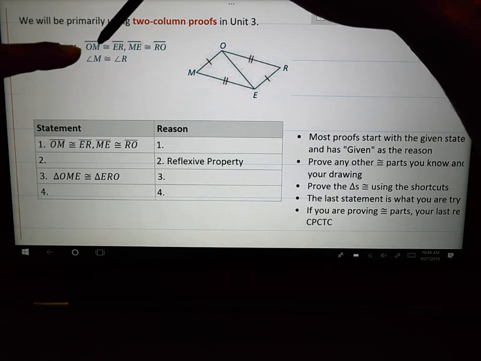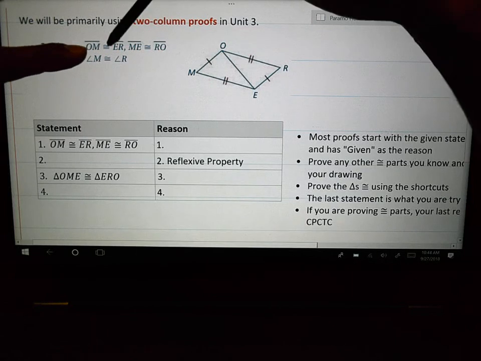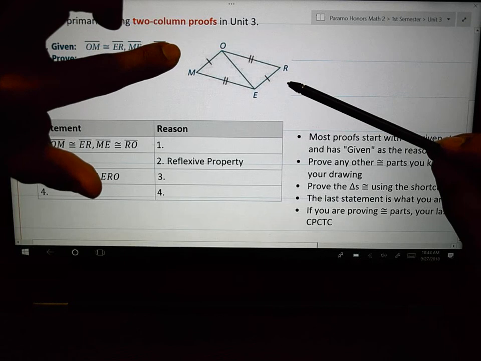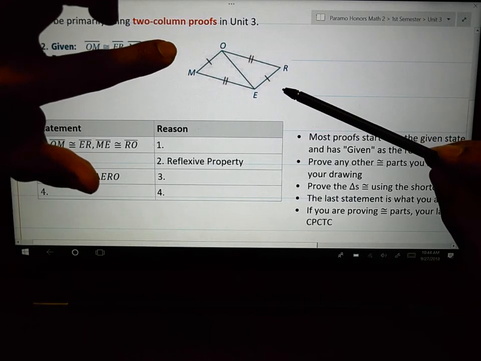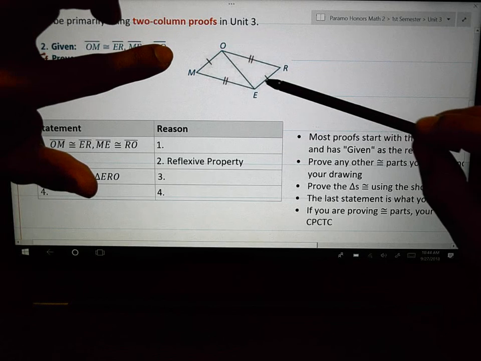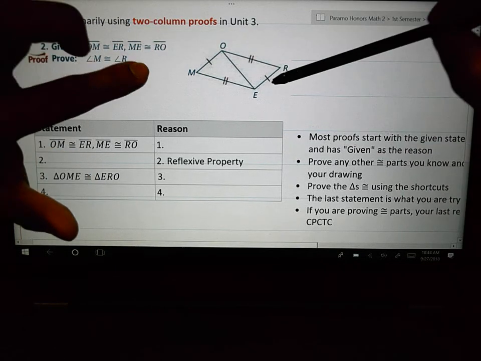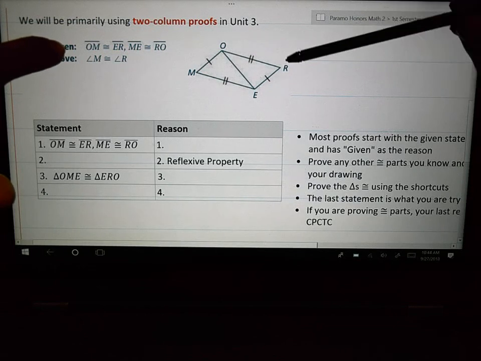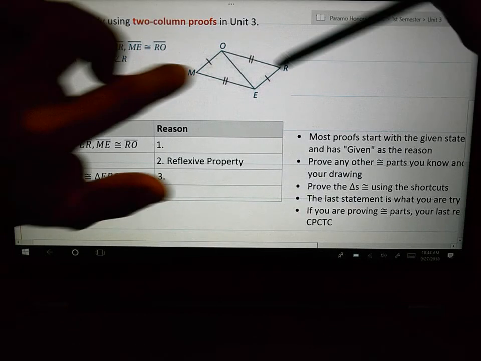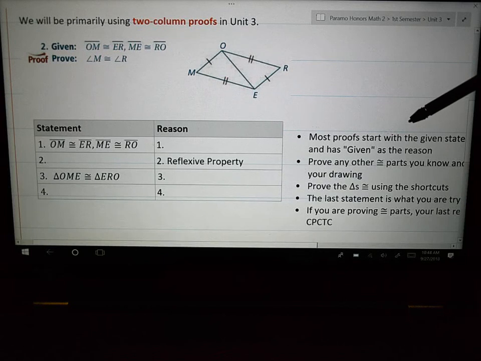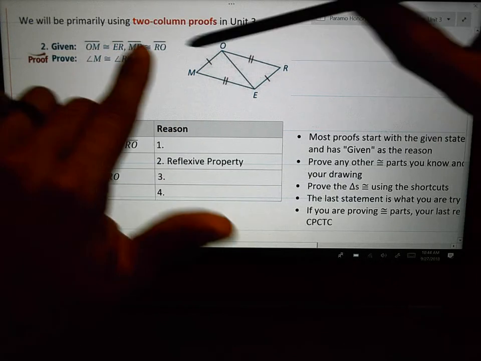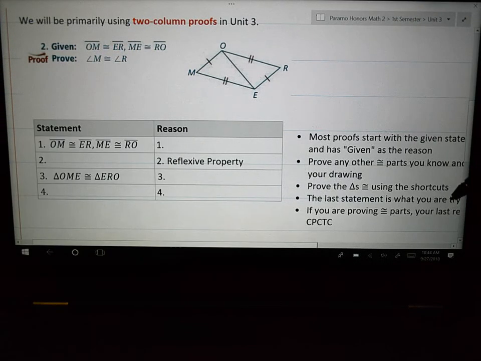What's given to us? Side OM is congruent to side ER. Your textbook authors, this is the one thing I have a complaint about, will put the congruent marks in the drawing for you. If it was me making this worksheet, your drawing would not have those congruent marks. You would have to take the given information and add it to your drawing. I believe the people who write your math tests agree with me, so be prepared to have to add that information to your picture when you read it.